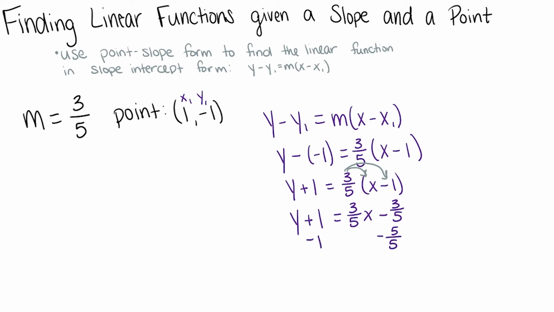So when we subtract 1 from both sides, on the left side we're just left with y. But when we subtract it from the right side, we can think of it as subtracting 5/5, because that is the same as subtracting 1. 5/5 is equal to 1.